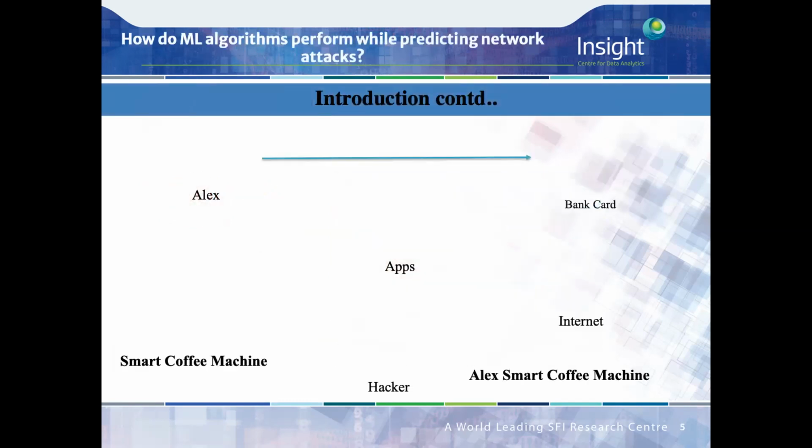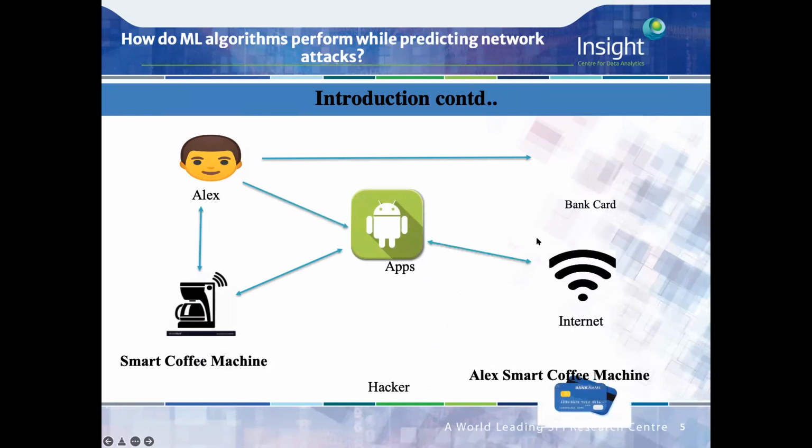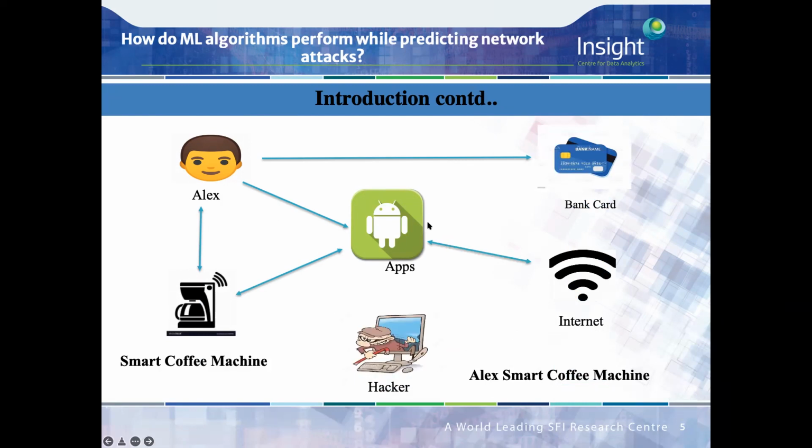we will start with a simple example about Alex's smart machine. Alex will try to connect his smart coffee machine and access it, use it, through his app, which is installed on his mobile. Alex has connected his mobile to the internet and he put all the bank details in the app. And there is a guy we sometimes call a hacker, scammer, or sniffer, and those guys try to access the information of Alex.